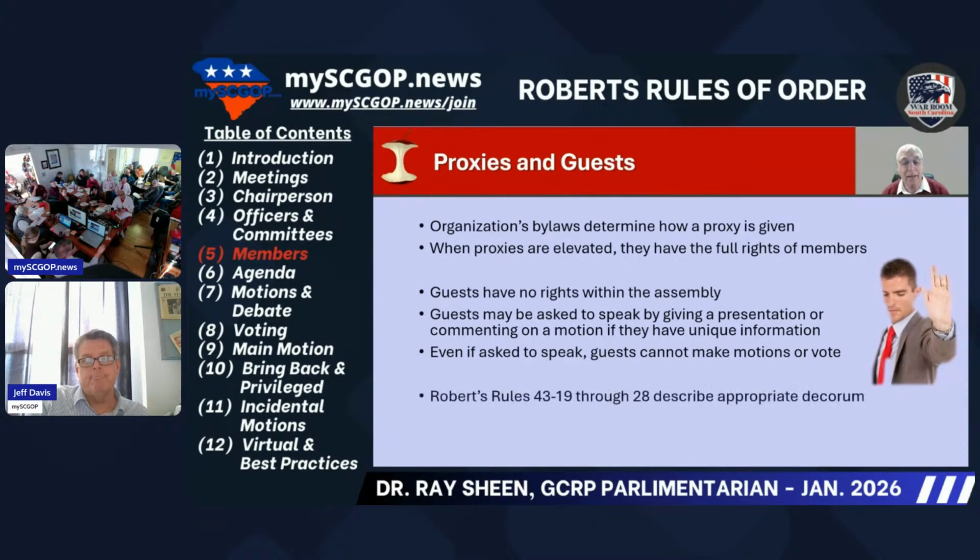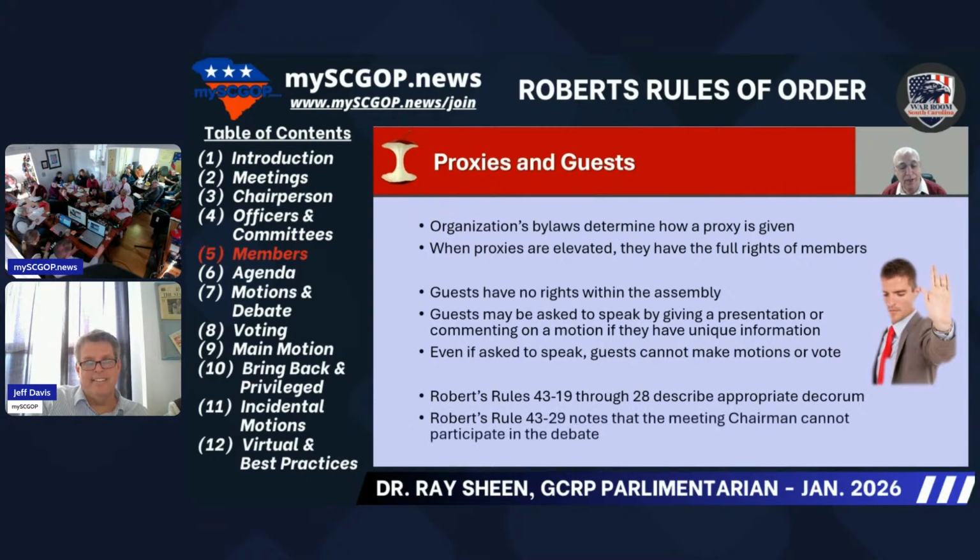During any meeting, both members and guests are expected to act with decorum. Robert's Rules 43-19 through 28 list the expected standards of decorum. These include addressing all comments to the chairperson, not to other members of the assembly, confining remarks to the topic being debated, never attacking another member's motives, avoiding the use of another member's name, acting in a manner that disturbs or disrupts the assembly, and not speaking against their own motion.